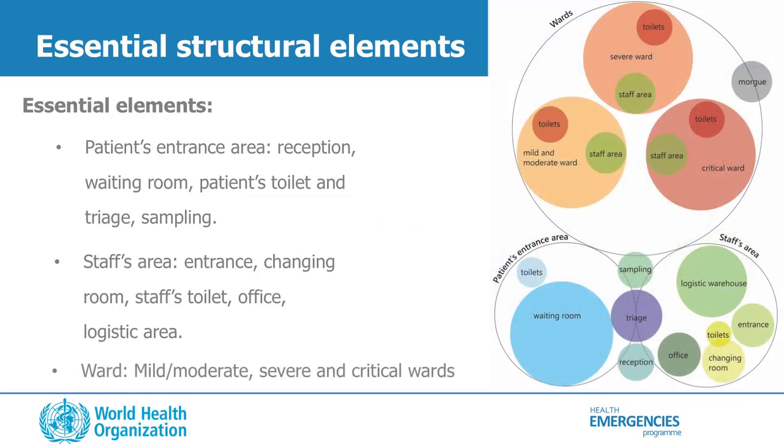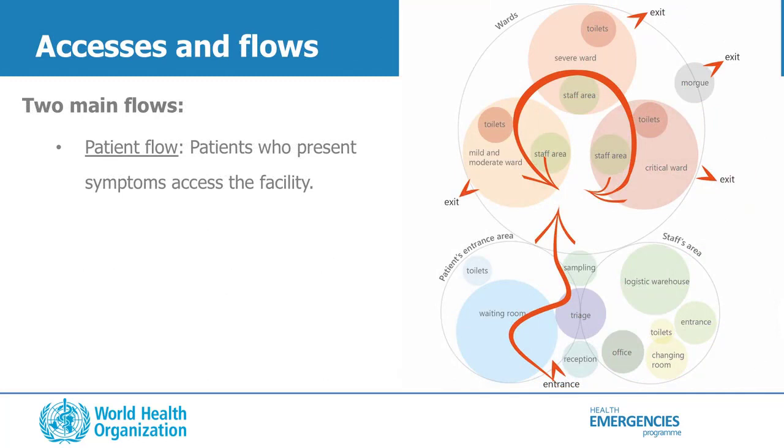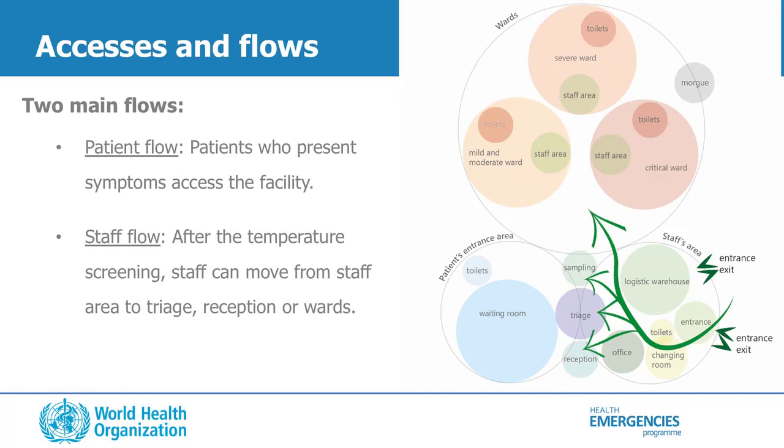The third element is the patient's area with different wards for mild, moderate, severe, and critical patients. The 3 elements should allow a proper flow, both for patients and staff. Here we can see the patient flow, moving from entrance to the waiting room, passing through the triage, sampling, which is not mandatory but according to medical consideration, and finally the ward, where patients can move back and forward according to medical condition. Staff flow should be controlled as well, with 2 different entrances for staff and goods, and the possibility to access reception, triage, and patients directly from the staff area.